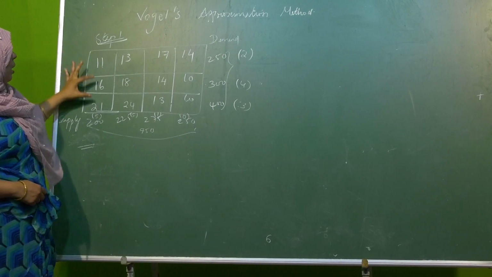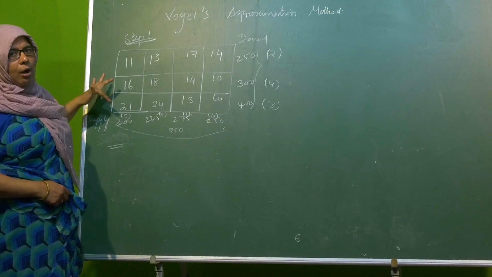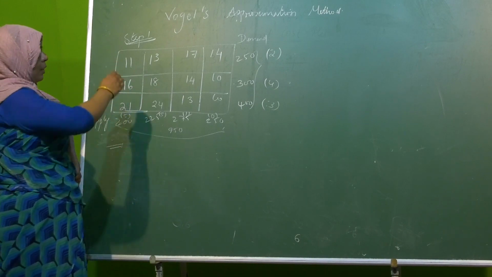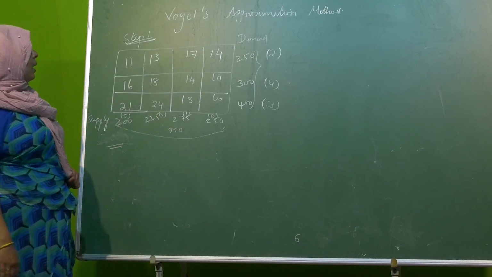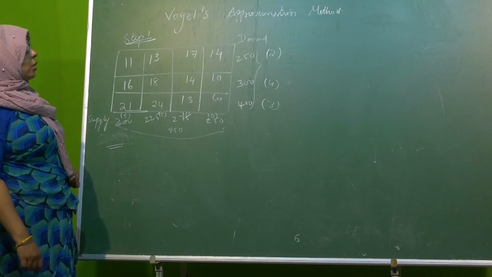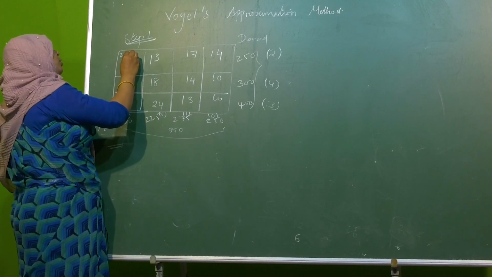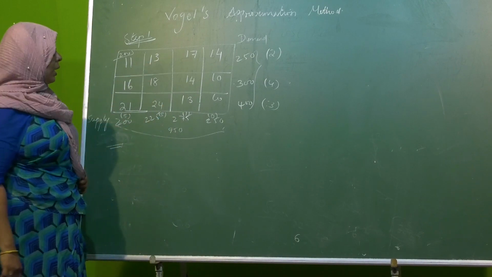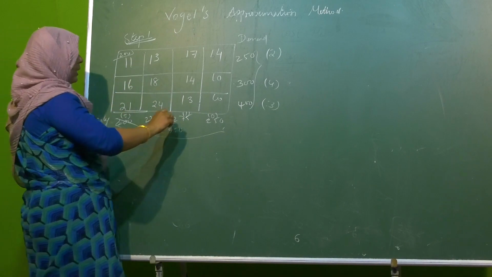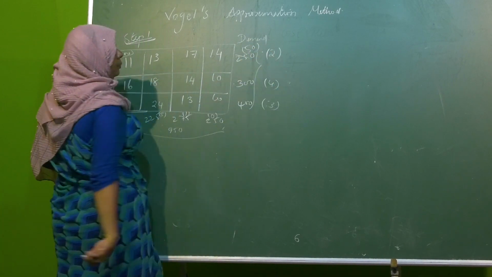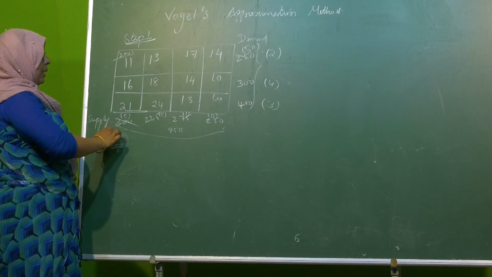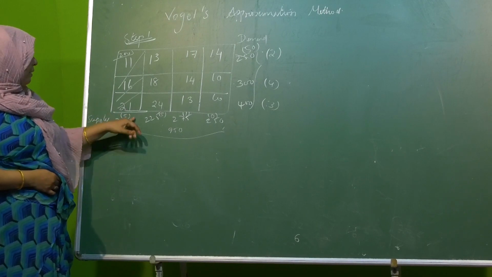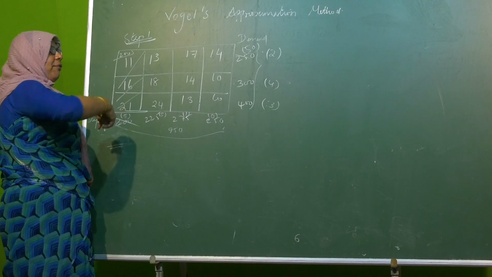In this column, what is the least element? 11 is the least element in this column. What are the row and column elements? 250 is the row element and 200 is the column element. So, we have to allocate the minimum of 250 and 200, which is 200. Then 250 minus 200 gives 50. Eliminate the first column, because you are deleting the supply value 200. So, vanish the first column.